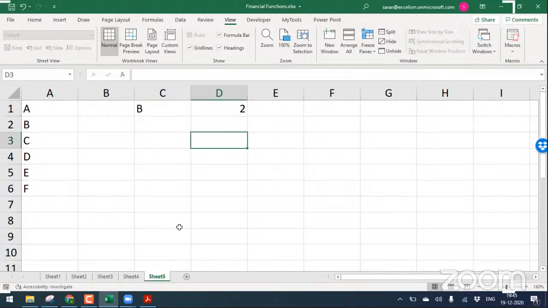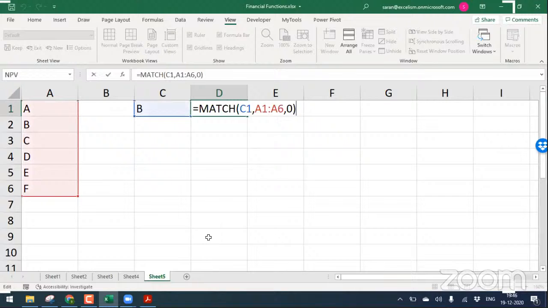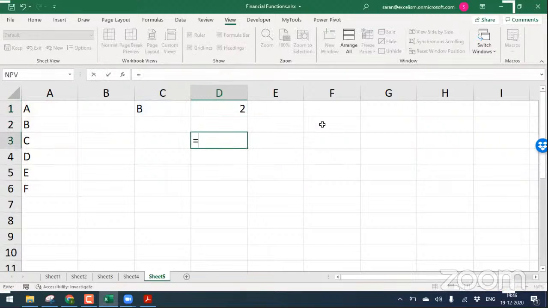So we have a function called XMATCH. It returns the relative position of an item in an array. By default, exact match is required. The small difference between the MATCH function and the XMATCH function is that in the MATCH function, if you ignore the third argument, by default it considers the downside, whereas in this case, by default, it's an exact match.